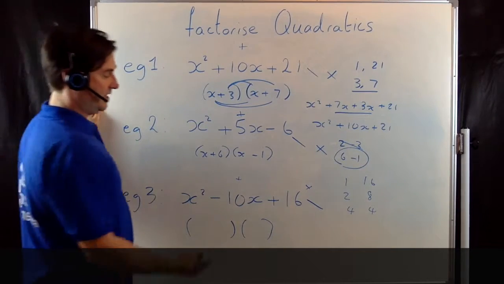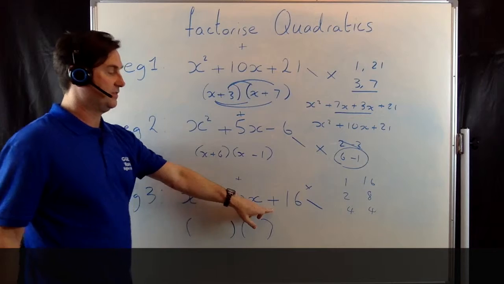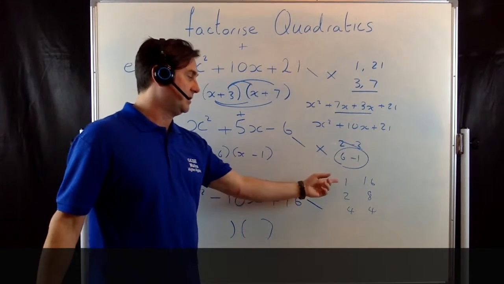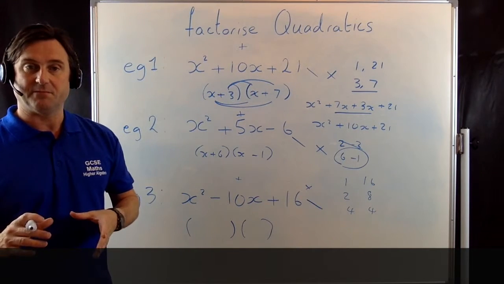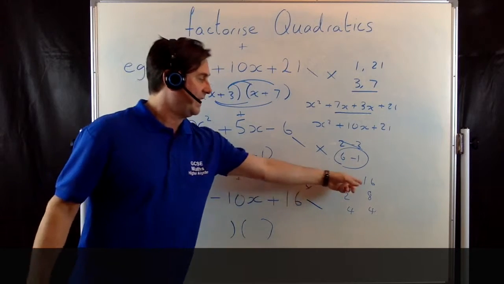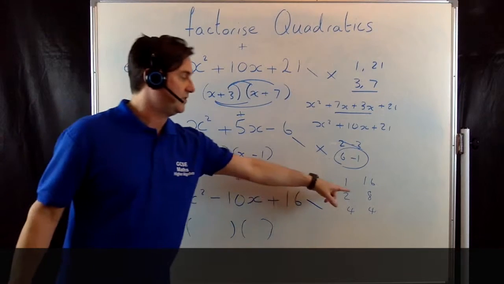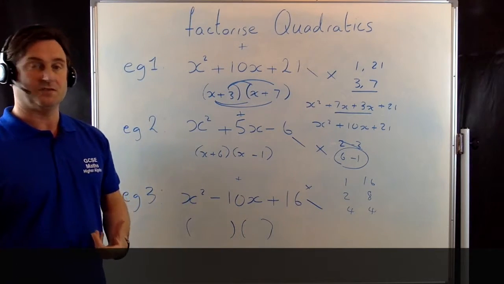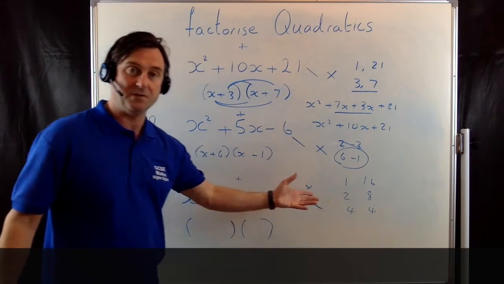First one, let's try having, well, this time, this has got to give a positive 16. So to give a positive 16, the only way we can do that is to have two positive numbers multiplied together or two negative numbers multiplied together. Well, let's try the positive first. 1 add 16 is not going to give us negative 10. Neither is 2 add 8, neither is 4 add 4. They're always going to give us positive answers. So we know now that these must be negative numbers.